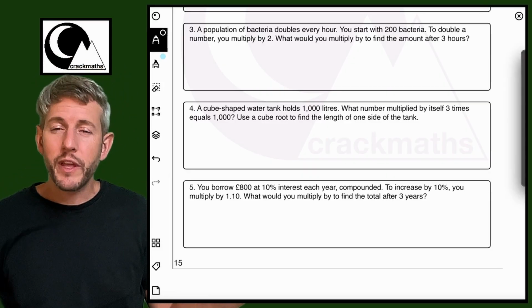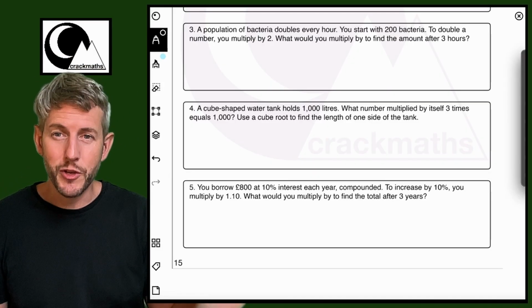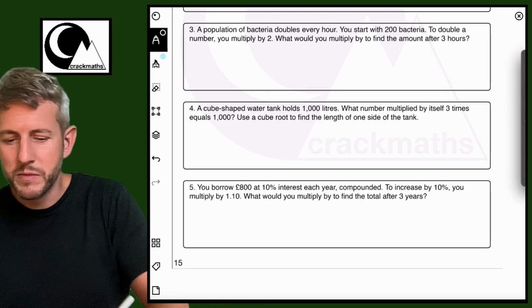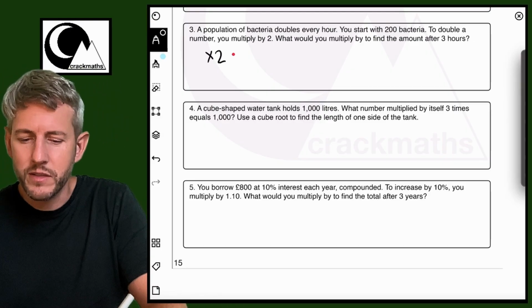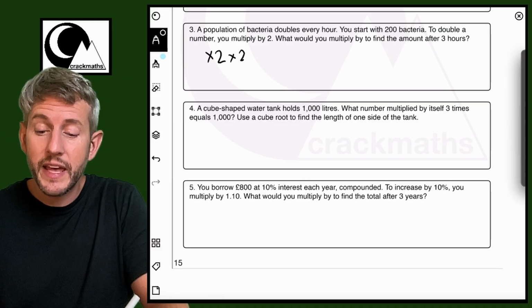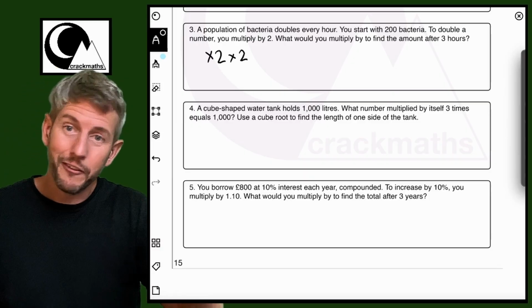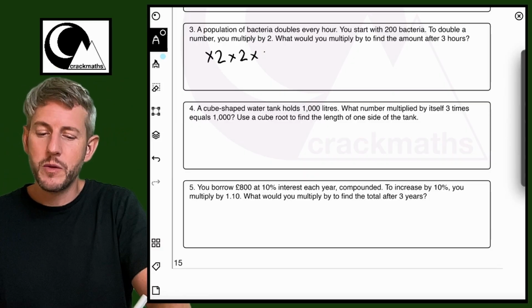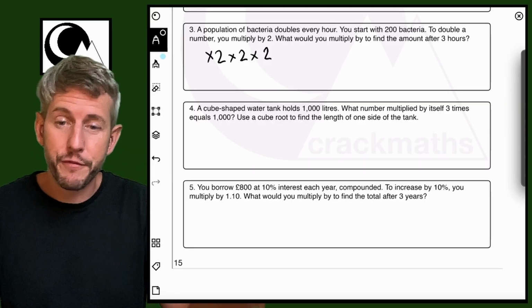Okay, so we're going to multiply it by 2 3 times, because multiplying it by 2 doubles it once. Multiplying it by 2 again will double that again. And then multiplying it by 2 again will double it for the 3rd time.